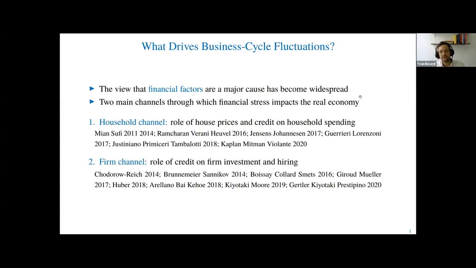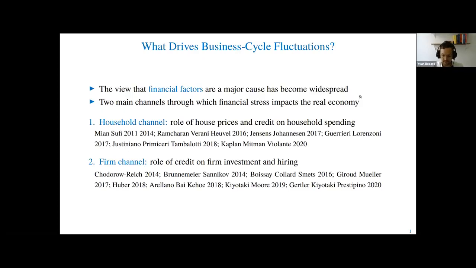And typically the literature distinguishes two main channels through which financial stress impacts the real economy. So we have the household channel, that's been much documented in recent years, that involves house prices and household balance sheets and its role on credit and ultimately on household spending. And we then have the second channel, the classic firm channel, that involves, again, asset price movements on firm balance sheets and ultimately on firm credit, investment and hiring. So we have these two huge literatures.